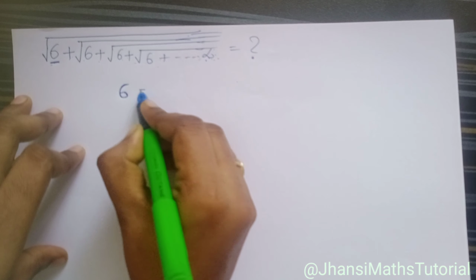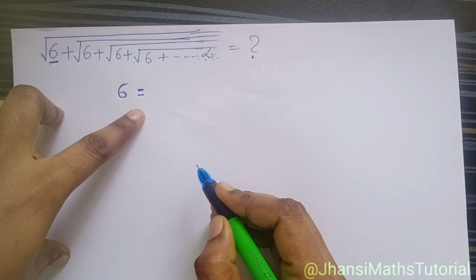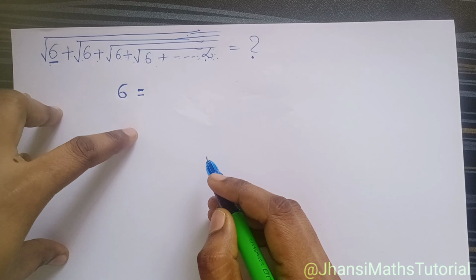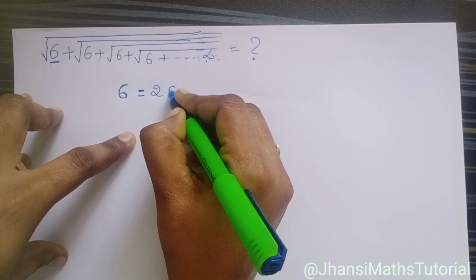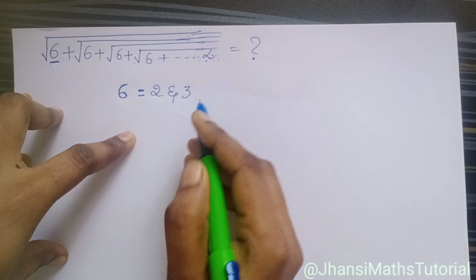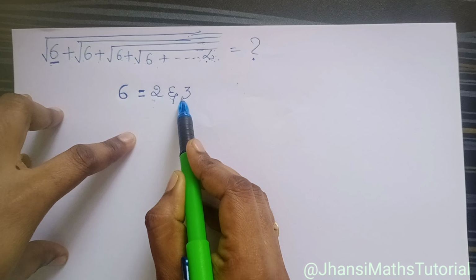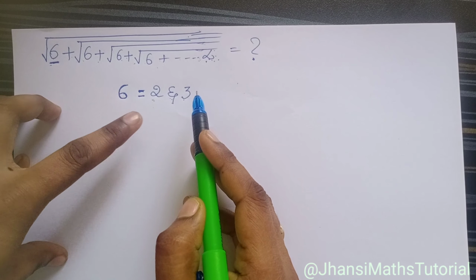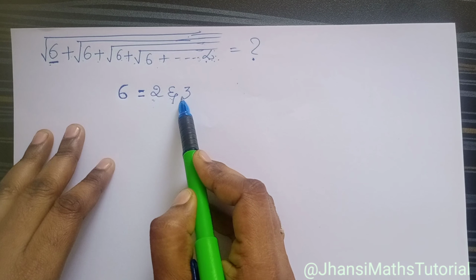Write the 6 in the form of product of two adjacent numbers. So 6 can be written in the form of product of two adjacent numbers, like if we take 2 and 3. 2 and 3 are adjacent numbers. Adjacent numbers means side by side, the numbers which come side by side, after 1, 2, 3, 4, 5 like that. So in that number series 2 and 3 are adjacent numbers.